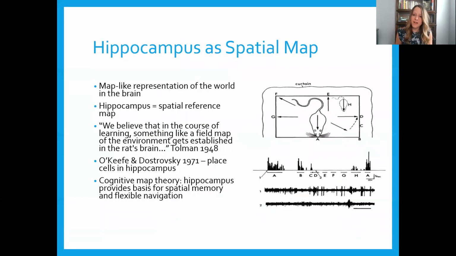O'Keefe won the Nobel Prize for his discovery of hippocampal place cells. These are neurons in the hippocampus that fire according to physical location. If we measure activity of these place cells as a rat solves a maze, we can basically construct a neural map of the maze. The neural firing pattern is a cognitive representation of the environment.